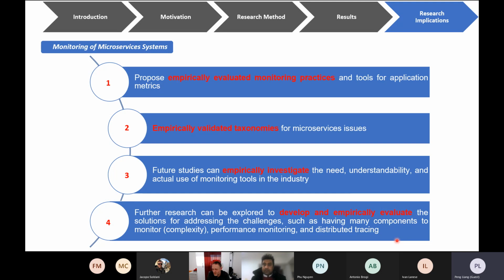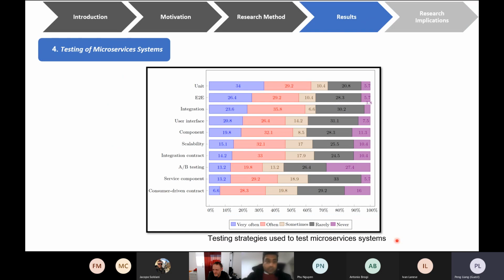Now, Waseem can conclude the presentation by highlighting the testing part. Thank you so much, Dr.